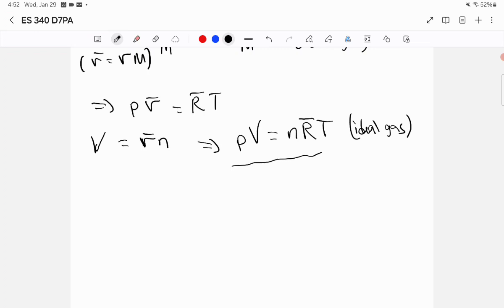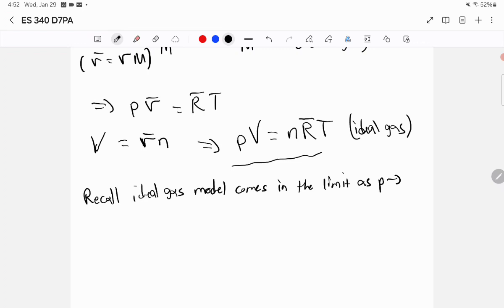Okay, so the ideal gas model comes in the limit, recall, as P goes to 0. When the pressure is really low, we can take the gas to be like an ideal gas, because the gas is not packed too closely together, so we can ignore the interactions between the molecules.